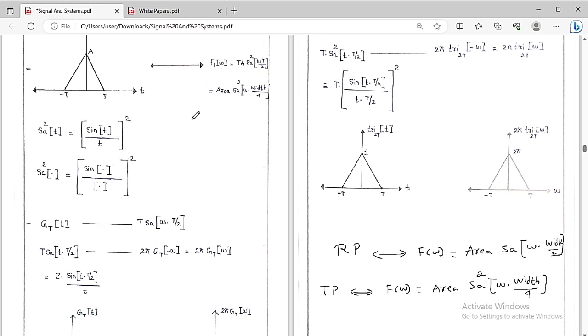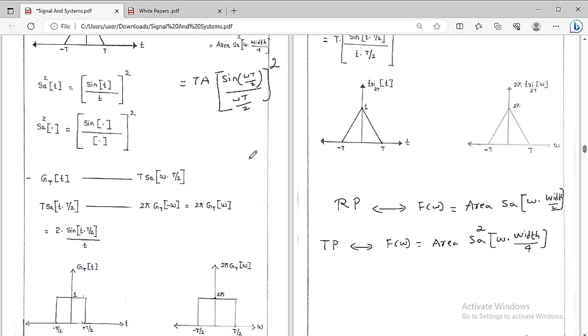So therefore, the area is half into base 2T, height is A, so we get A T. And what is the width? 2T. So 2T by 4 is nothing but T by 2. So omega into T by 2, whole square. If you want to simplify what you are going to get finally, let me do a small simplification. T A into Sa of omega T by 2 is nothing but sine of omega T by 2 by omega T by 2, whole square. So you have to simplify in order to get certain results. I don't need to explain further. These things you always have to keep in your mind.